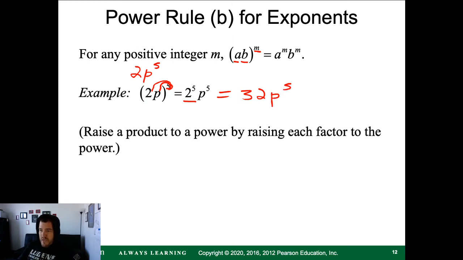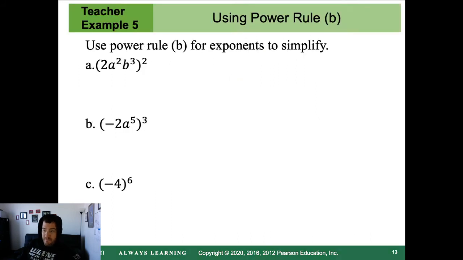Okay? So again, if I'm raising a product to a power by raising each factor, this is really the key term right there, to the power. So what do I mean by that? I rewrite them. I write this as 2 squared, a squared squared, b cubed squared. So what's 2 squared? 4. A squared squared is a to the 4th, and this is b to the 6th.